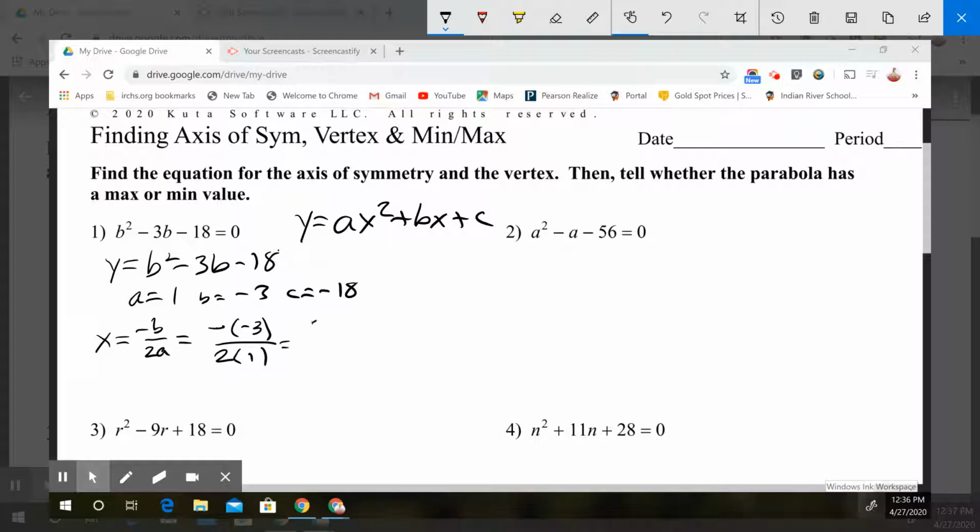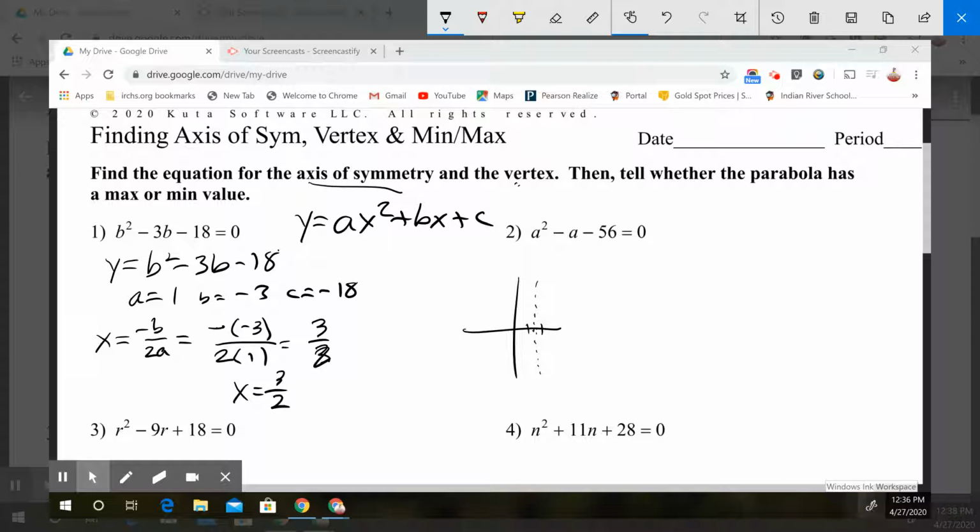Notice this negative stayed, and then 2 times a, which is 1. In this case, the axis of symmetry is x equals 3 over 2. Okay, it's 1.5. So the location on the graph, if you were graphing, would be between 1 and 2 halfway. It would be a vertical line that crosses at x is equal to 3 over 2, or 1.5. Right, there's step 1, find the axis of symmetry.